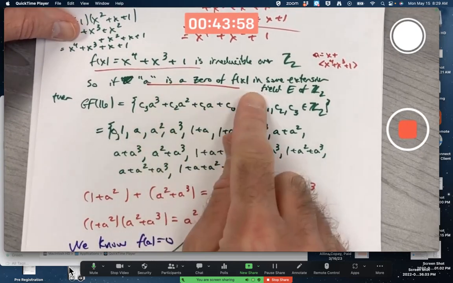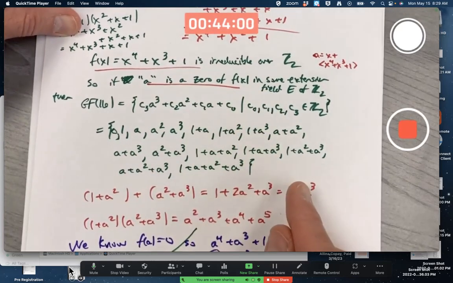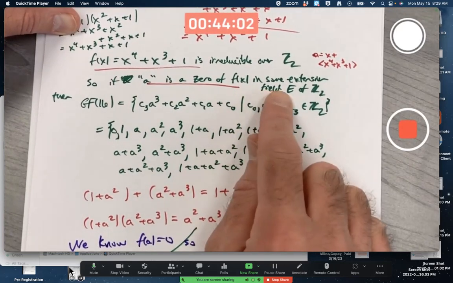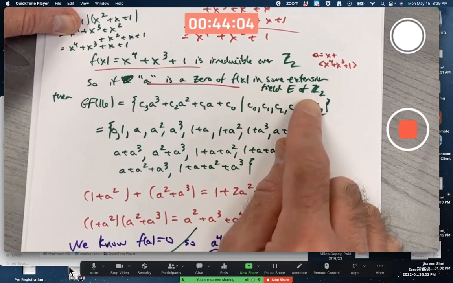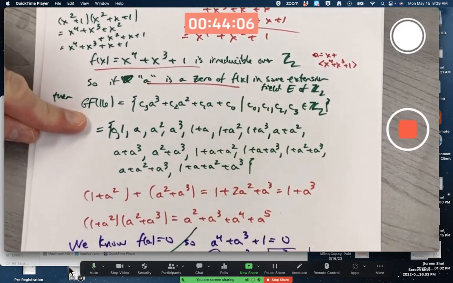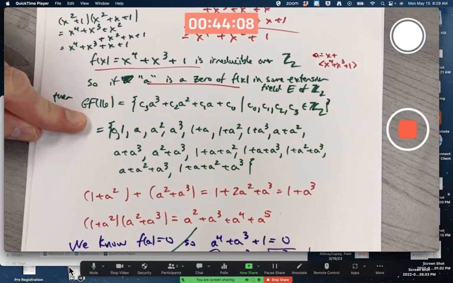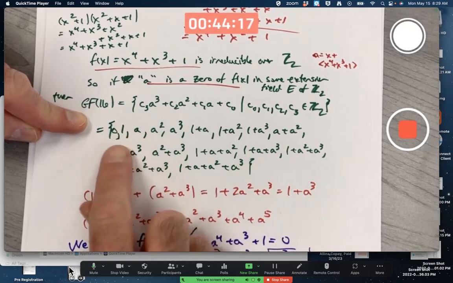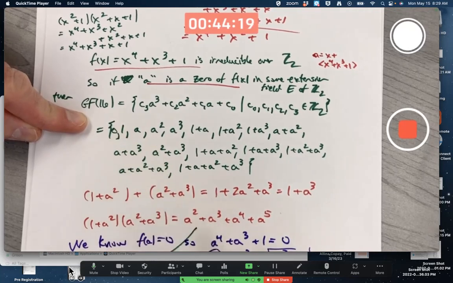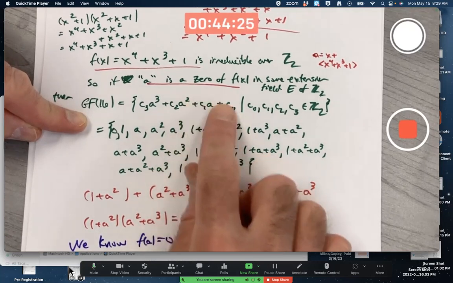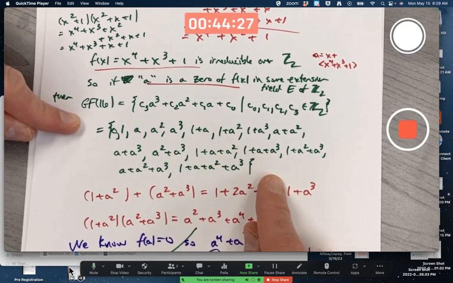So a is a 0 of f of x in this field extension E of Z2, or in some field extension E of Z2. Am I saying E is GF16? Well, it could be. But maybe there's something smaller. That's another field extension containing a. Could there be a subfield of this that contains a that's smaller? That could be. But does this have any other zeros in GF16?